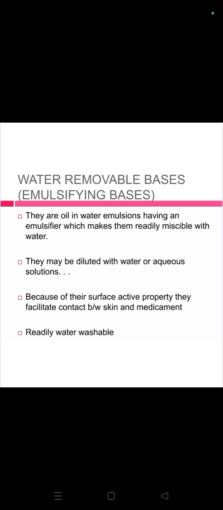Then water removable bases or emulsifying bases. They are oil in water emulsions having an emulsifier which makes them readily miscible with water. They may be diluted with water or aqueous solutions. Because of their surface active property, they facilitate contact between skin and medicament. Readily water washable. They include, for example, hydrophilic ointment and vanishing creams.